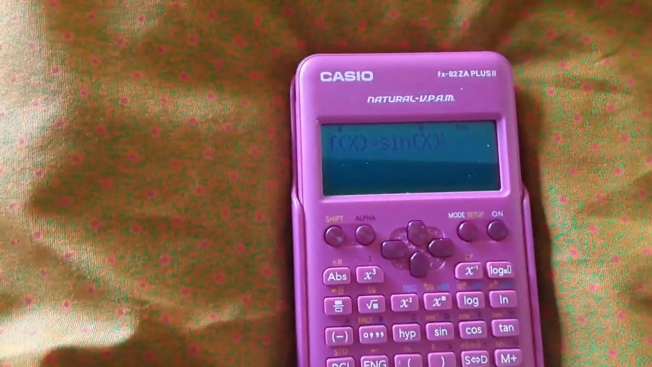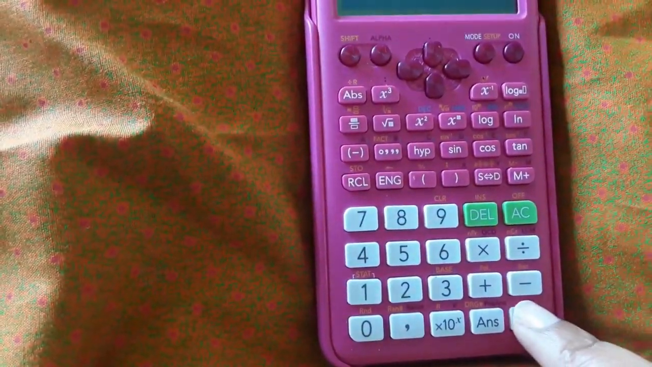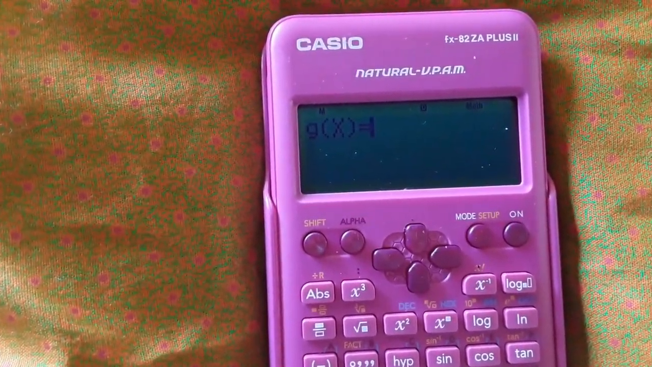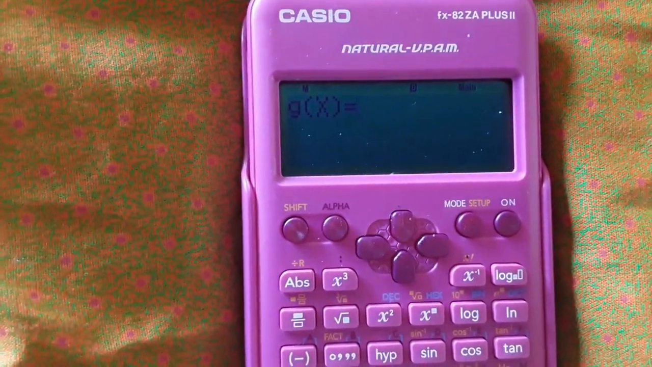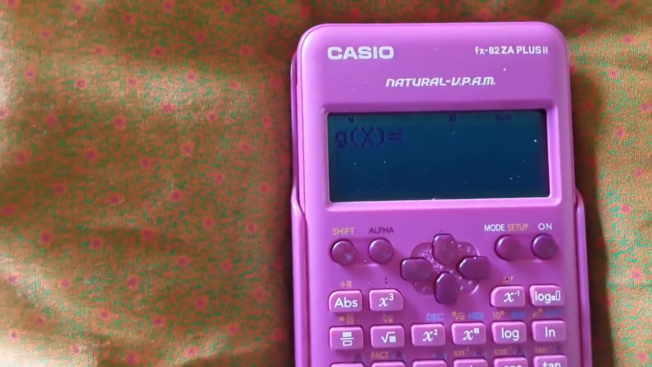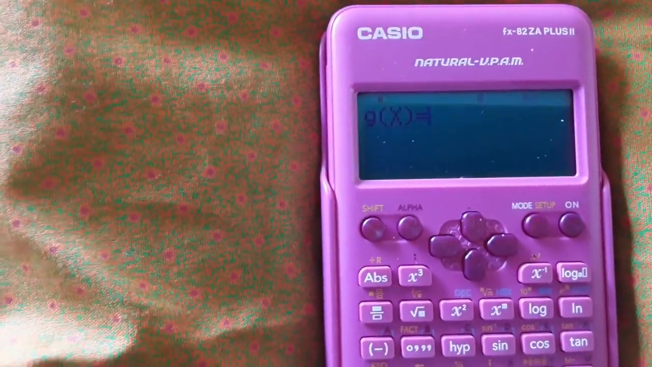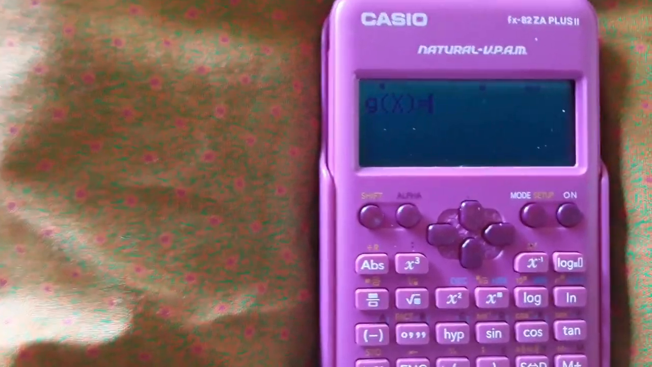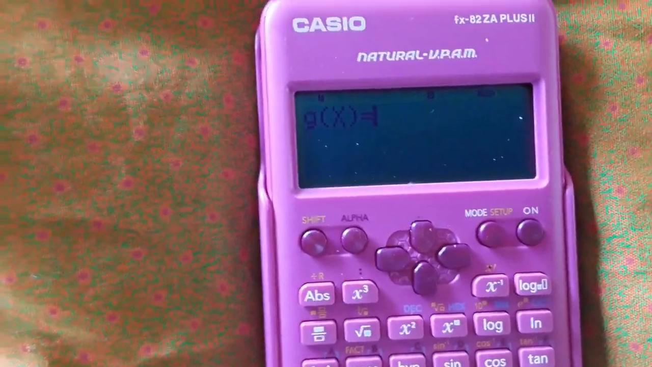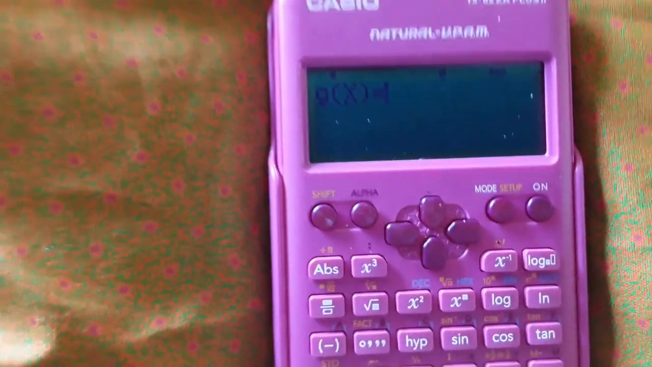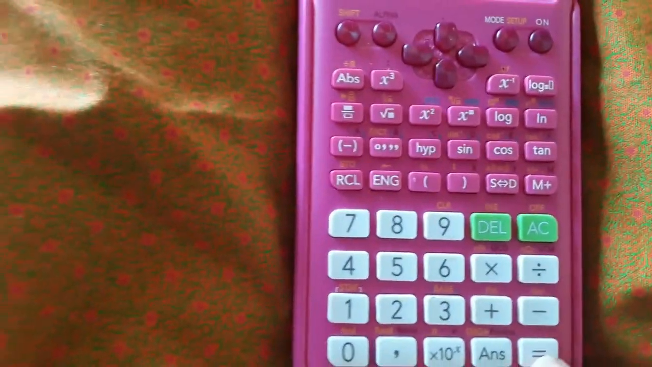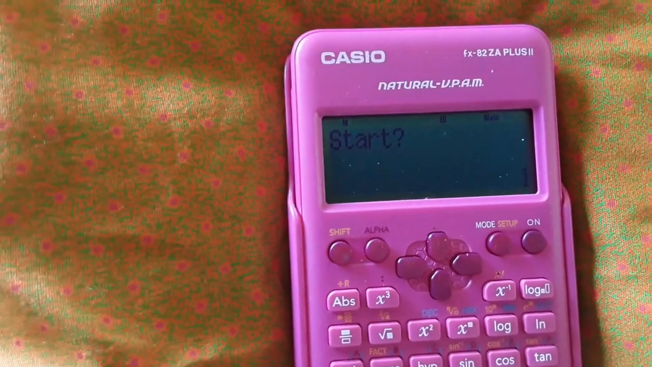Then I press equal, and I get a g of x. You only do g of x if you want to have a second function in. Let's say the question says draw two functions in one set of axes. But for this exercise, we're just going to do sine of x, so we will skip g of x. How do I skip g of x? I press equal again, and then it says start.